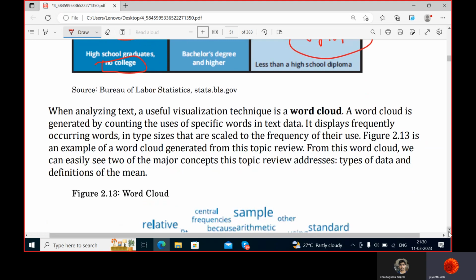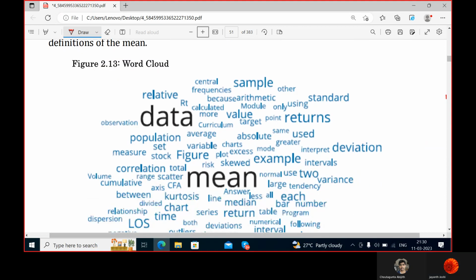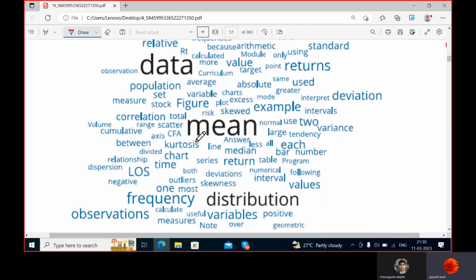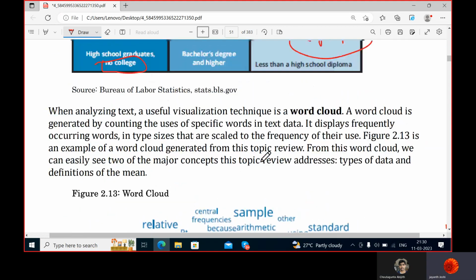When analyzing text, a useful visualization technique is a word cloud. See, this is a word cloud. You see a lot of words here. And in between, the middlemost one, that is the mean, that is average, isn't it so? Yes, this is called a word cloud. A word cloud is generated by counting the uses of specific words in text data. So how many times some text has occurred in the data, they count it.